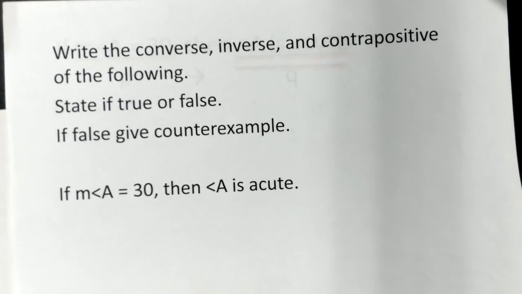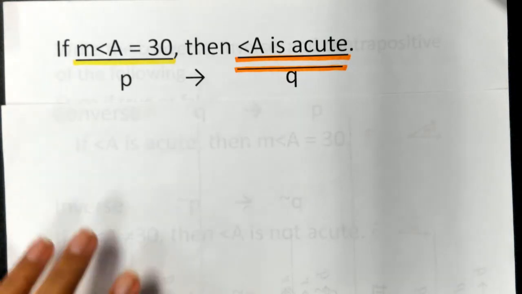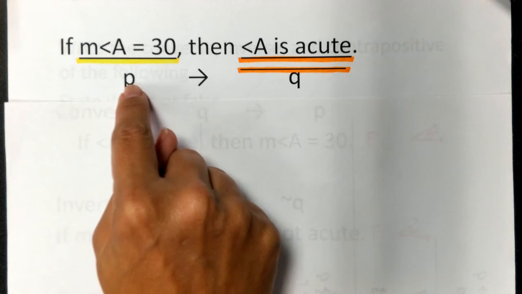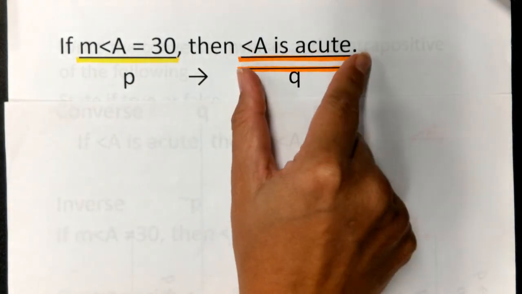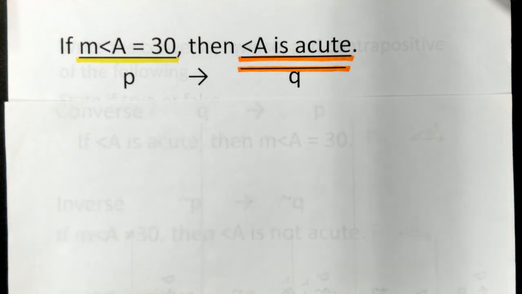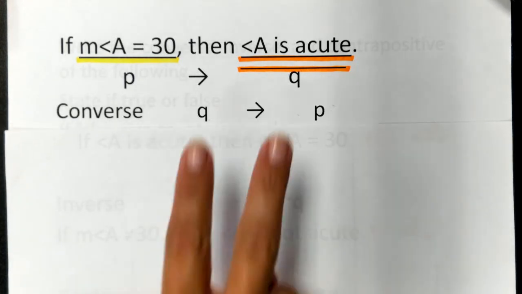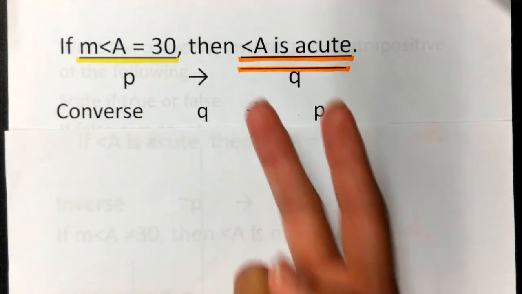All right, so let me show you what that would look like. We're going to take this statement and let's identify some pieces. If the measure of angle A is 30, that's my P, then angle A is acute. That's my Q. So we're going to go back to the very first slide when we talked about the three types of conditional statements: converse, inverse, and contrapositive. All right, so the first one that we are going to write is the converse. And guys, if you look back, all we do is flip the Q and P.